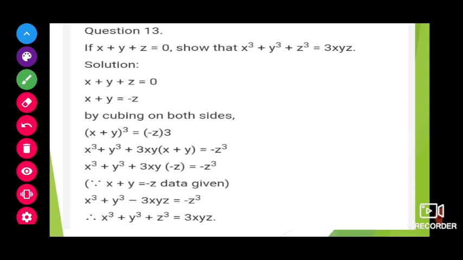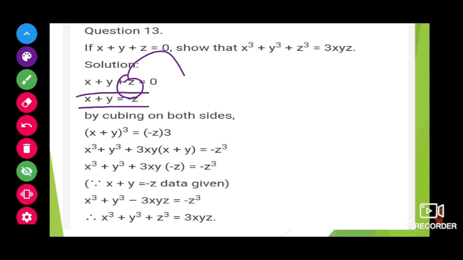Next, x plus y plus z is equal to 0. Show that x cube plus y cube plus z cube is equal to 3xyz. Here children, this we have to show. So by using the given x plus y plus z equal to 0, we can write x plus y equals minus z, because if plus z goes to that side it becomes minus z. Now cubing on both sides, x plus y whole cube is equal to minus z cube.